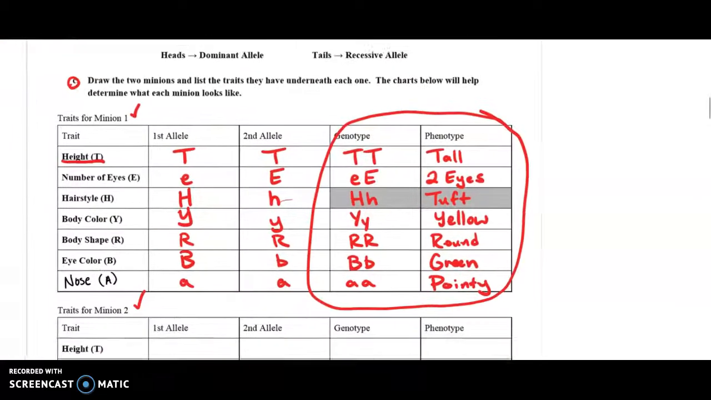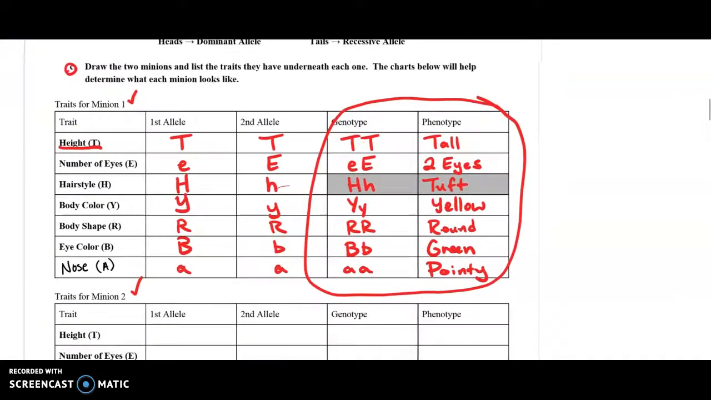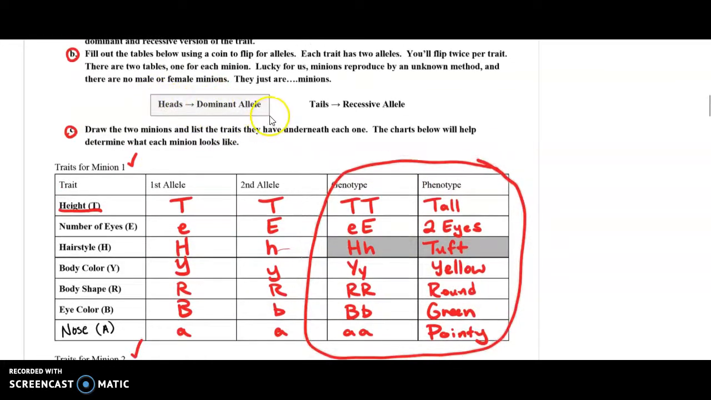So what I did is I got a coin. If you don't have a coin, you can use some sort of coin flipping app or whatever. Okay, but every time you've got to roll twice for each trait, because there's two genes or two alleles for each, right? So every time you roll a heads, that'll be the dominant, and every time you roll tails, it's the recessive.